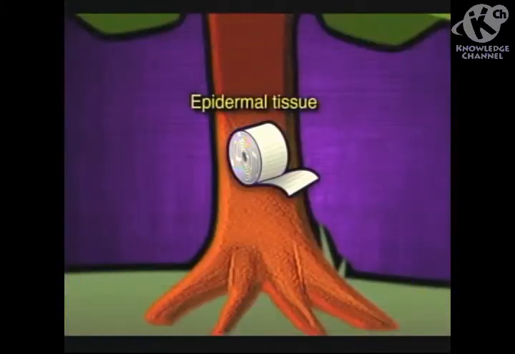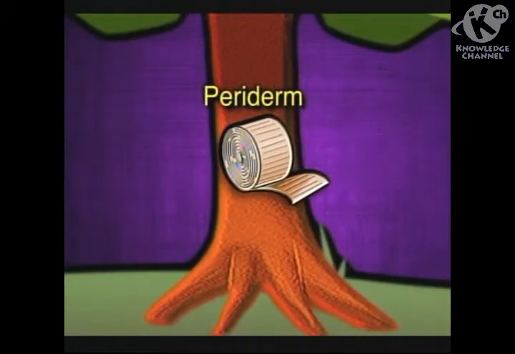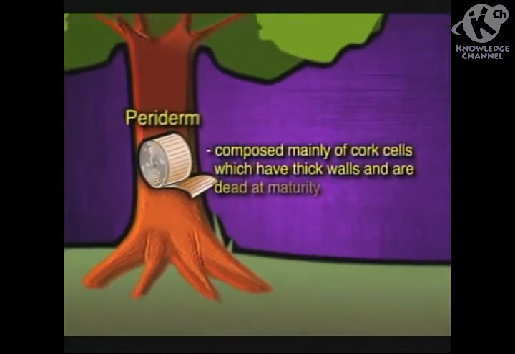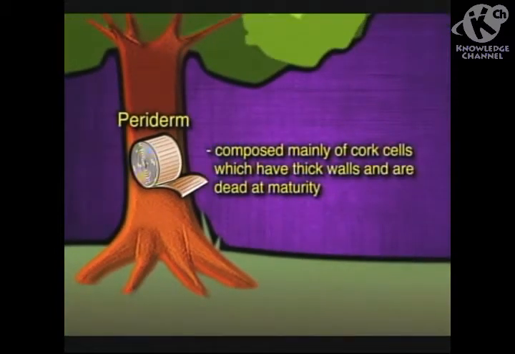The periderm replaces the epidermal tissue in the roots and stems of woody plants as they age. The periderm is composed mainly of cork cells, which have thick walls and are dead at maturity. Cork cells form the protective outer layers of the bark of trees and woody shrubs and the woody covering of the roots.